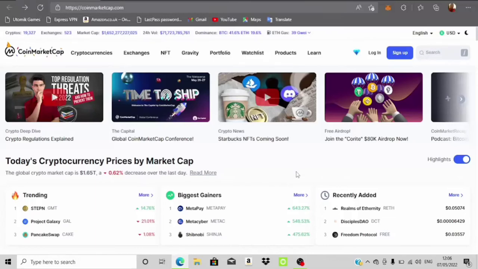Hello guys, we're going to be taking a very quick look at a very good crypto arbitrage opportunity that everybody can start doing right now. I'm going to take about 5 minutes or less to show you how to do this.